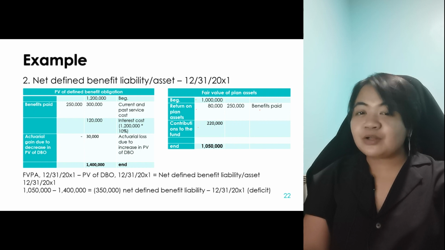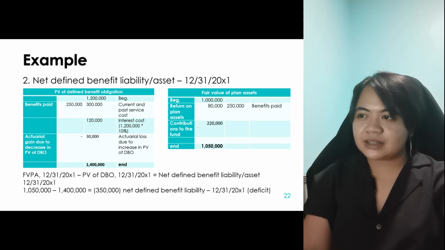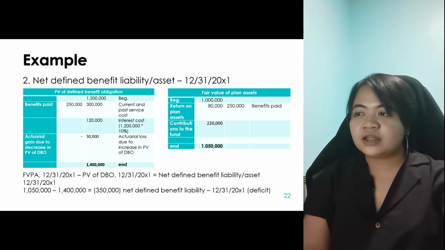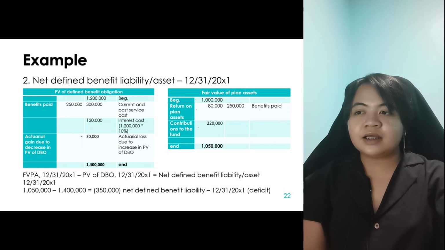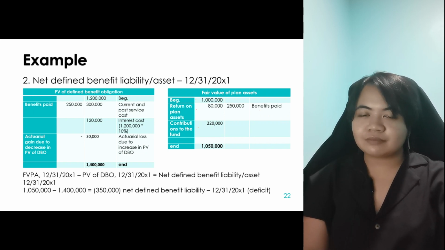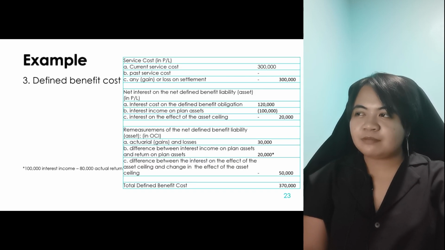Okay? Now, we can now compute for the net defined benefit liability or asset. So, that is this one, this two. 1050 minus 14, you have deficit of 350. Bakit? Mas malaki pa rin yung obligation mo. Okay? 350 net defined liability deficit. Okay, for the 12/31/20X1. Okay, yan.